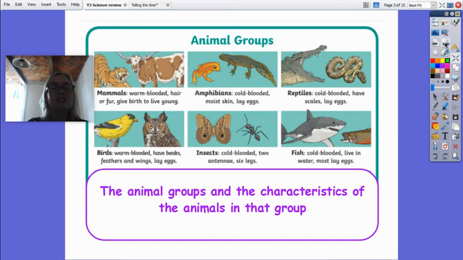Next thing we did in this topic was animal groups. We looked at, there are more than 6 obviously, but we looked at 6 different animal groups, okay? And we looked at the characteristics of the animals in those groups. For example, mammals are warm-blooded, they have hair or fur, they give birth, and they have milk for their babies, remember? So I'd like you to remember that.